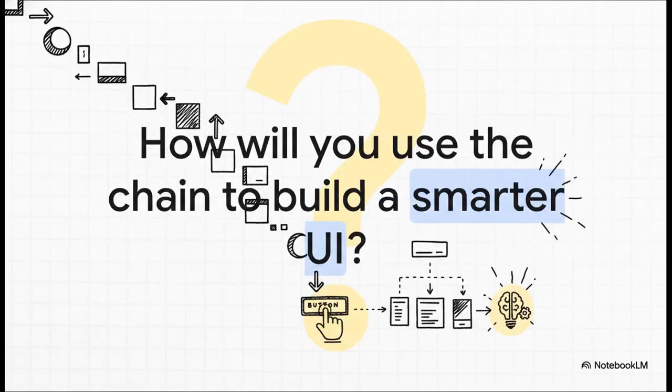So there you have it, the responder chain, the unsung hero of UIKit. It's so much more than just a system for button taps. It's a powerful pattern for building well-architected, responsive apps. So the only real question left is, now that you know its secrets, how are you going to use it to build something amazing?